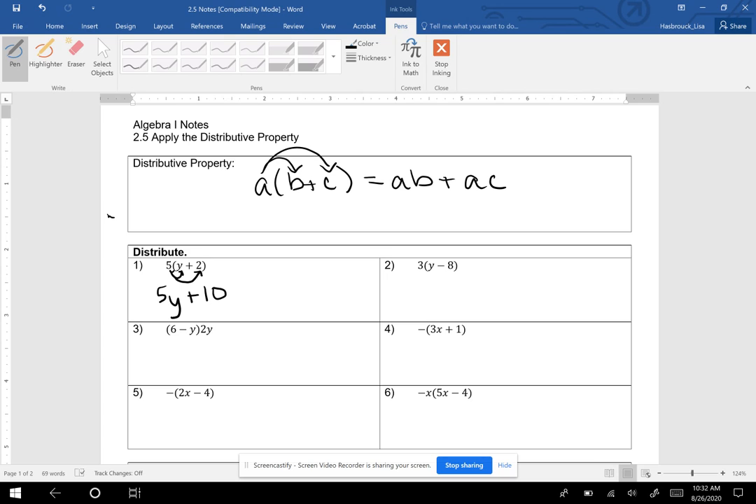For the next one, we're distributing a 3. 3 times y is 3y. Now notice here it's a positive 3 times minus 8. So 3 times negative 8, that's a minus 24. We do have to be careful with those signs.